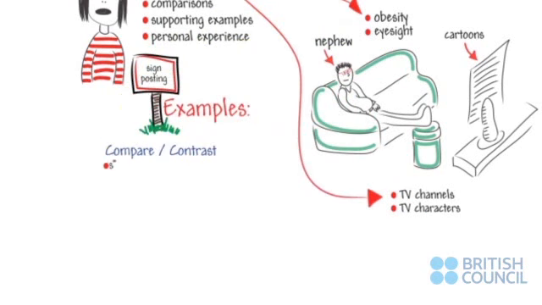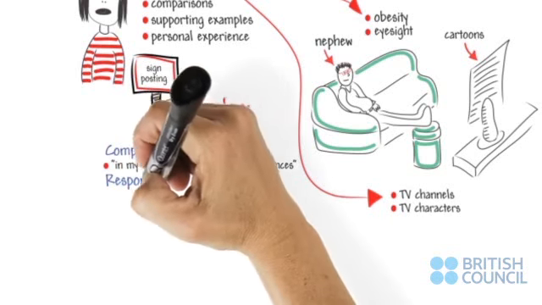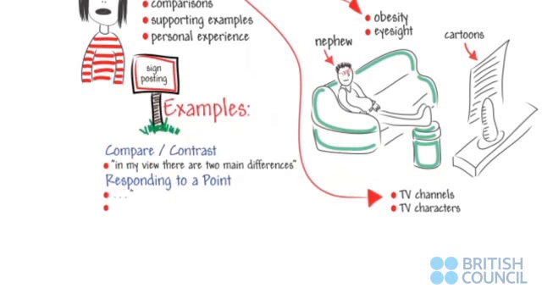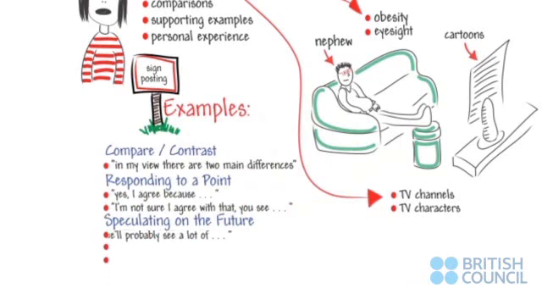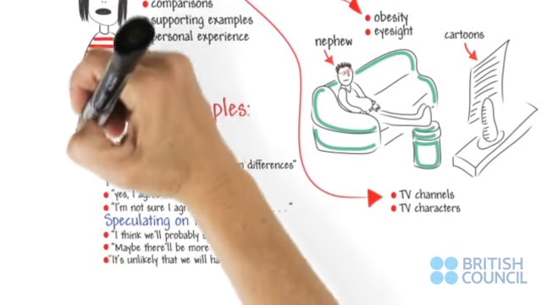Compare-contrast: In my view, there are 2 main differences. Responding to a point: Yes, I agree because, or I'm not sure I agree with that, you see. Speculating on the future: I think we'll probably see a lot of, or maybe there'll be more, or it's unlikely that we will have.